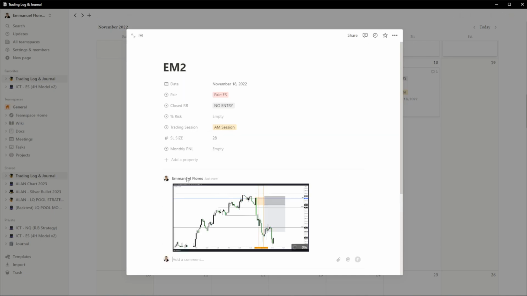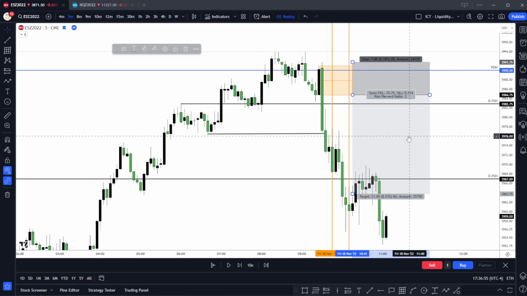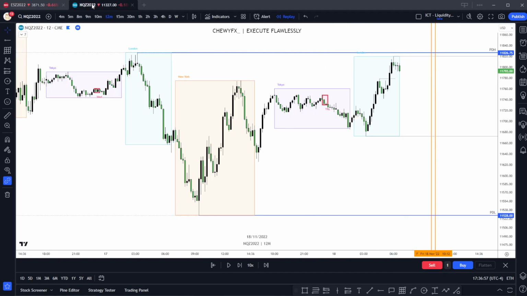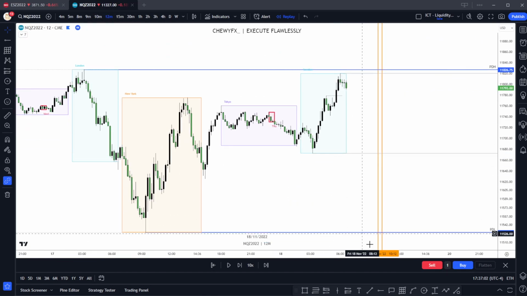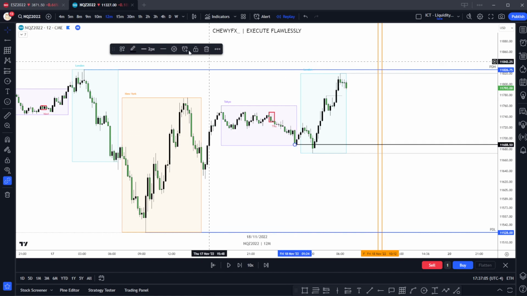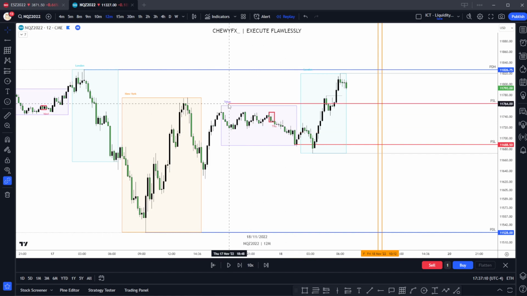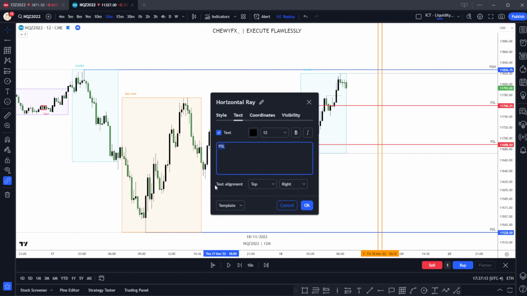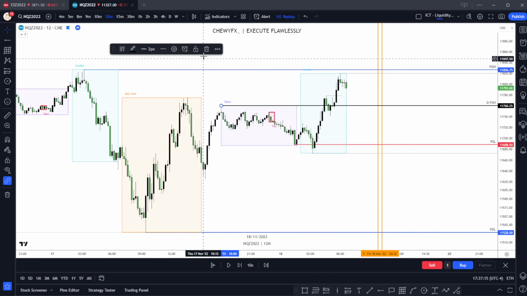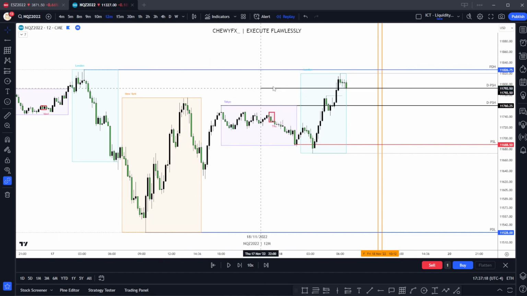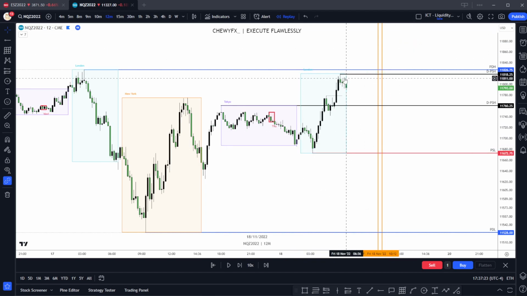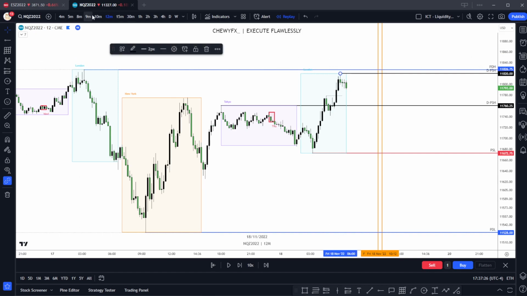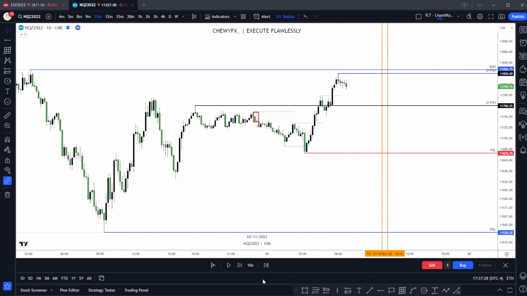Okay, so that'll wrap up ES. Now let's take a look at NASDAQ here, see what happens. Or, you know, I still haven't marked the session liquidity. Okay, now let's go to the 10-minute time frame. See what happens.